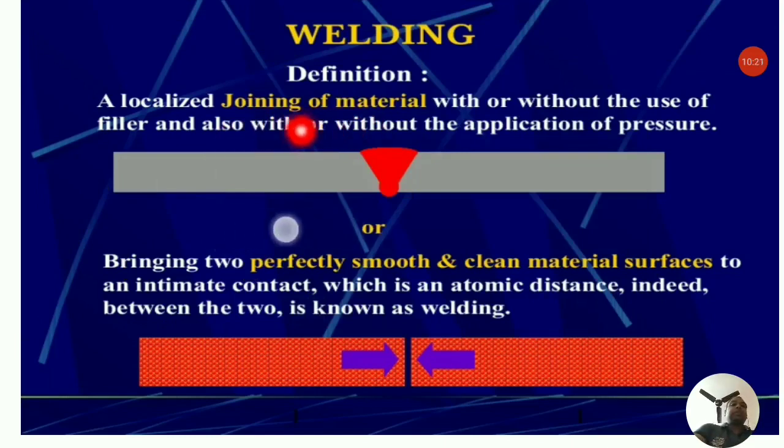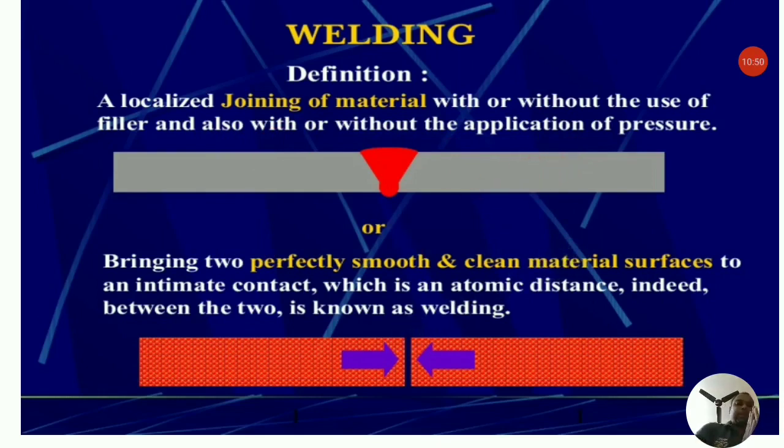So coming to the definition, it is written over here as the localized joining of materials with or without the use of filler, and also with or without the application of pressure. Now I must add one thing. It is joining of similar or dissimilar metal, with or without the use of filler materials, that is the electrodes or rods simply, also with or without the application of pressure, as well as with or without the application of heat as well.